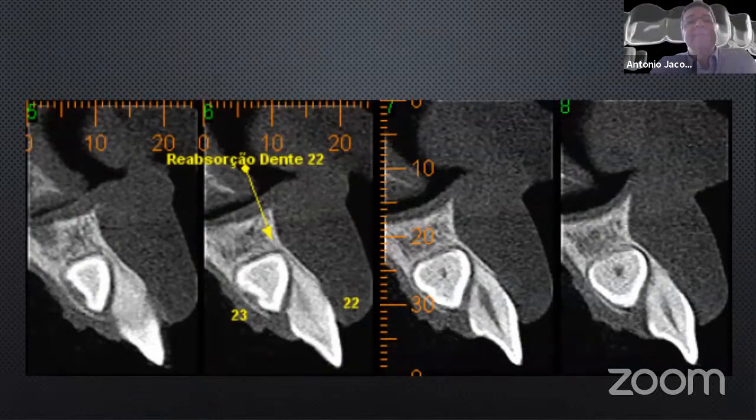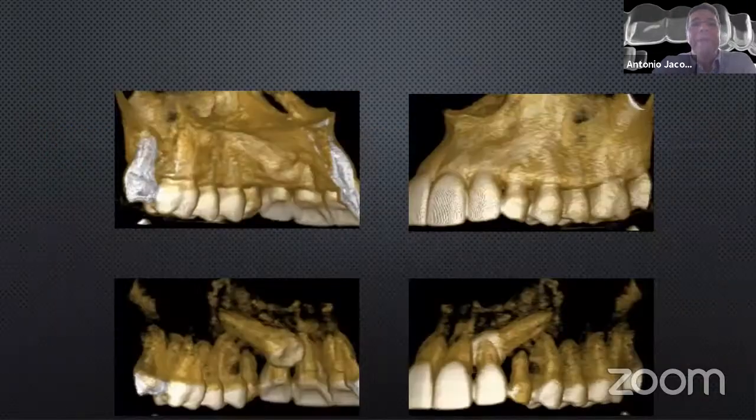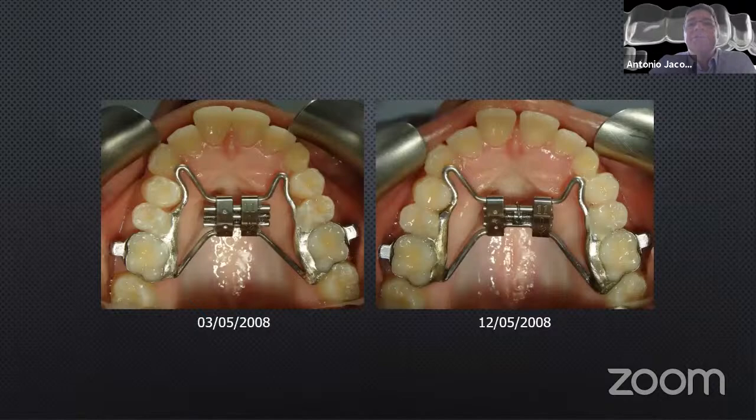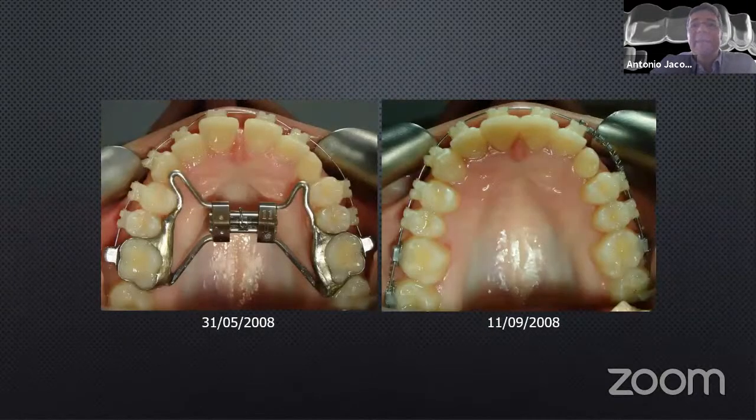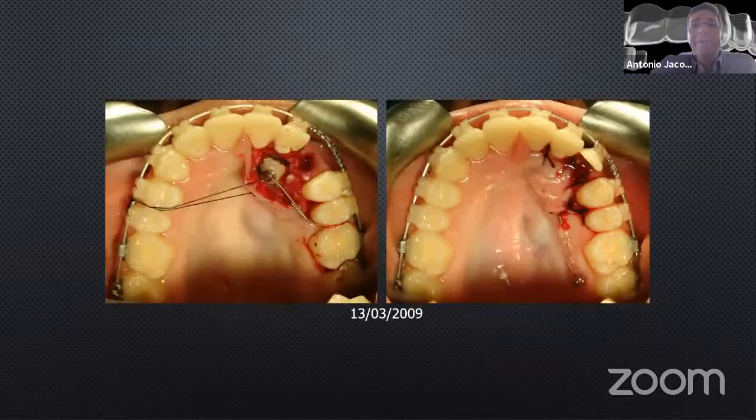And we see that we have a big resorption on the lateral incisor, the left lateral incisor. But anyway, as I saw in the other case, I just tried to make this. I made a rapid maxillary expansion. At that time, we didn't use any type of screw or any type of implants to do the expansion, back in 2008. And then we bonded some brackets and opened the space.